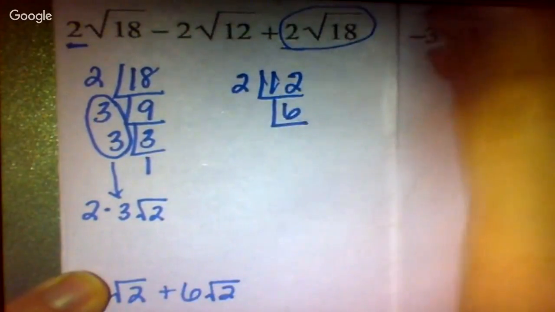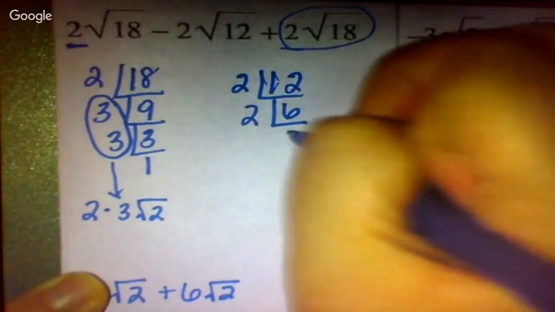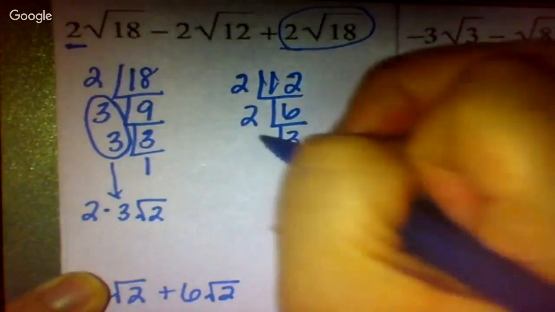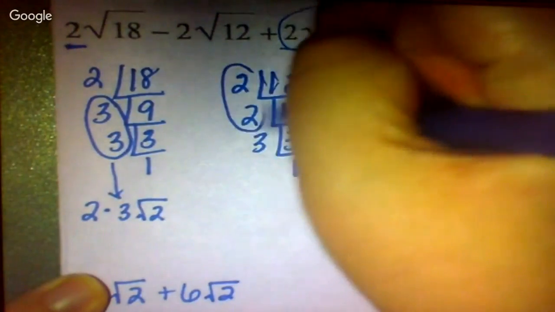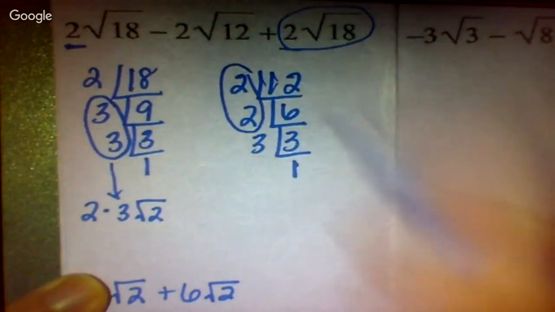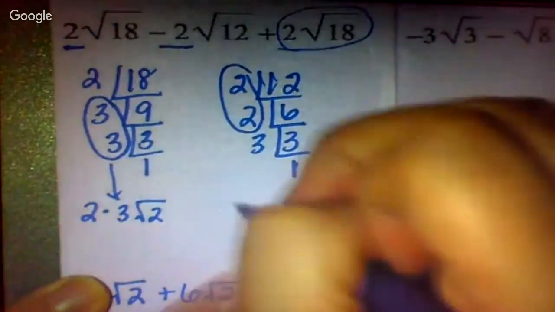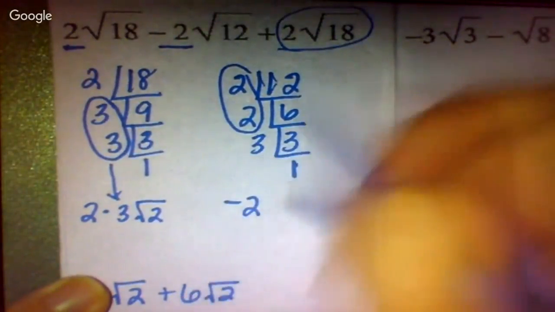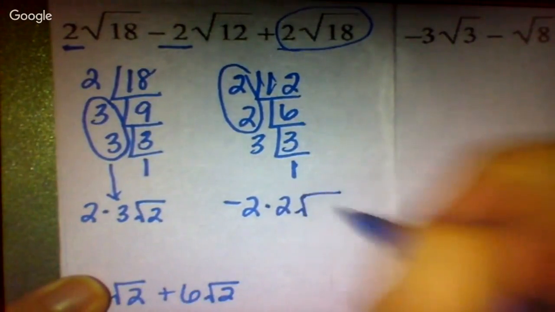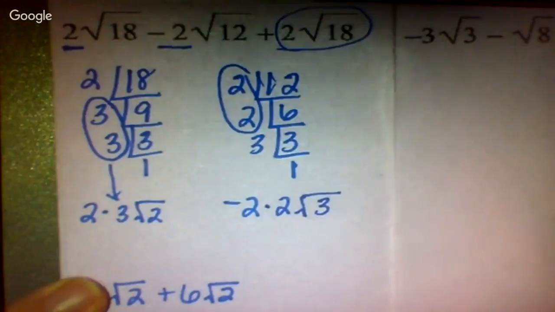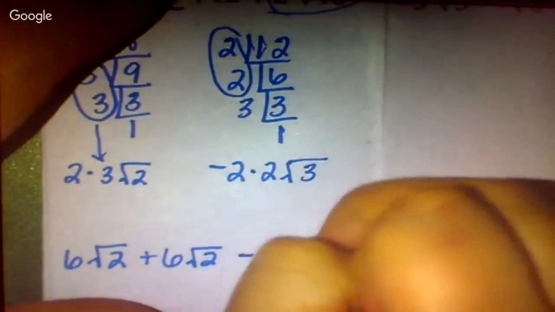Okay. So now let's break down 12, which breaks down into 2 and 6, and 6 breaks down into 2 and 3, and 3 breaks down into 3 and 1. Fantastic. Group in your 2s again. And this one had a -2 out front. And then we bring out that 2, and we're left with the square root of 3. So this one is actually -4 square roots of 3.